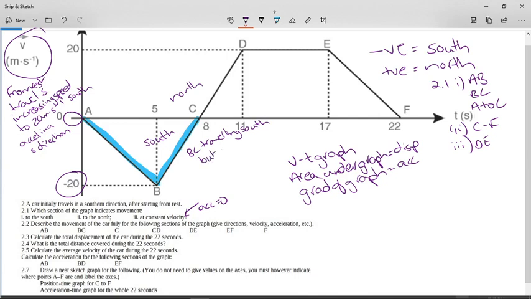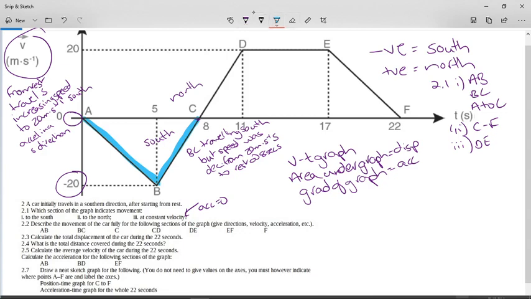So we can say the speed was decreasing from, what were we, 20 meters per second south to rest at 8 seconds. Okay, so we need to describe what was our initial velocity: 20 meters per second south, and then at C we were at rest, so we were decelerating, or the speed was decreasing from B to C.